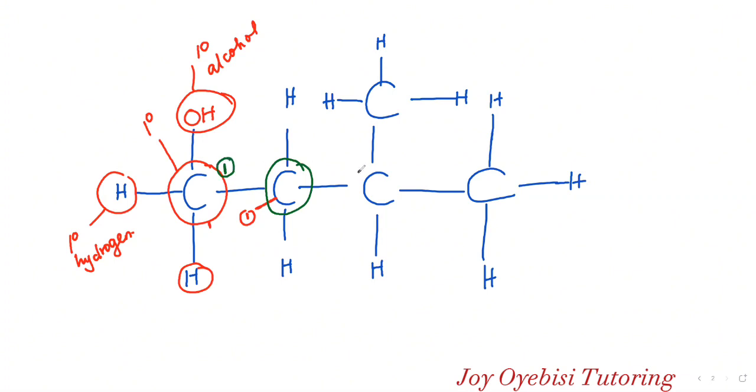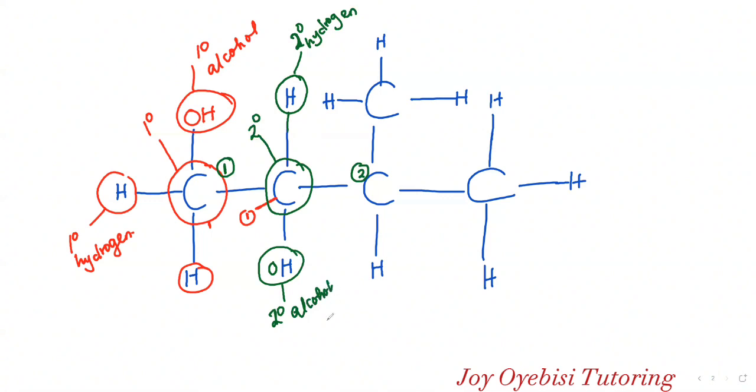Now if we move on to this other carbon, it's attached to 1 and then 2. So it's attached to 2 other carbons. That makes this carbon a secondary carbon. If you have anything attached to it, for example an alcohol, that makes it a secondary alcohol.